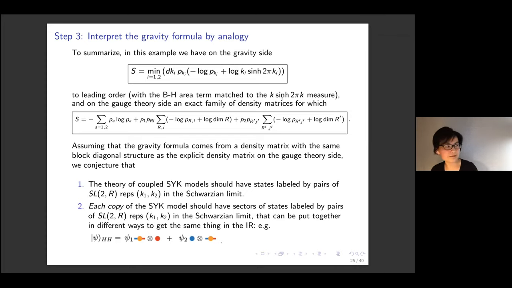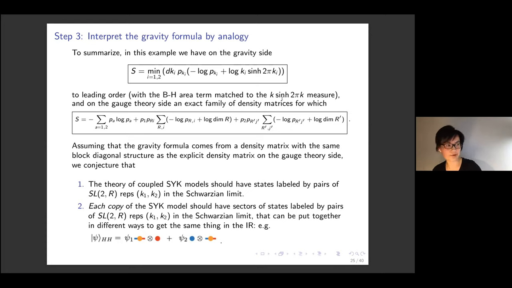So if we now play the same game and assume that the gravity formula comes from a density matrix with the same block diagonal structure, we would be led to conjecture that in SYK JT holography, first of all, the theory of two coupled SYK models should contain states that are labeled by pairs of SL2R representations in a Schwarzschild limit.